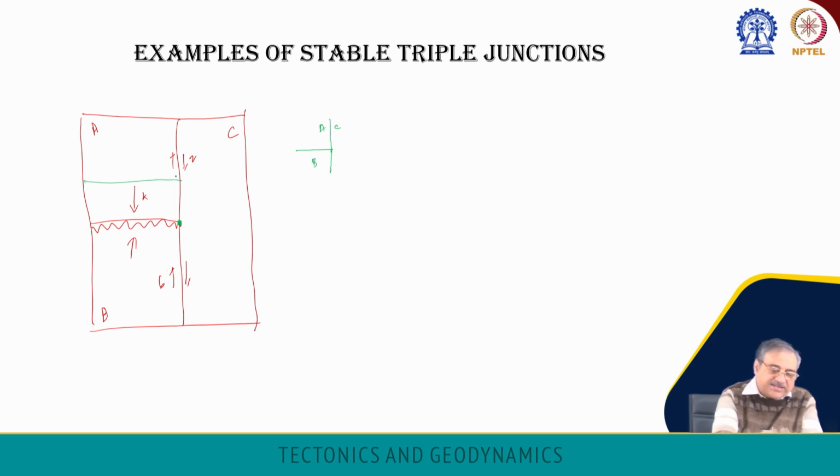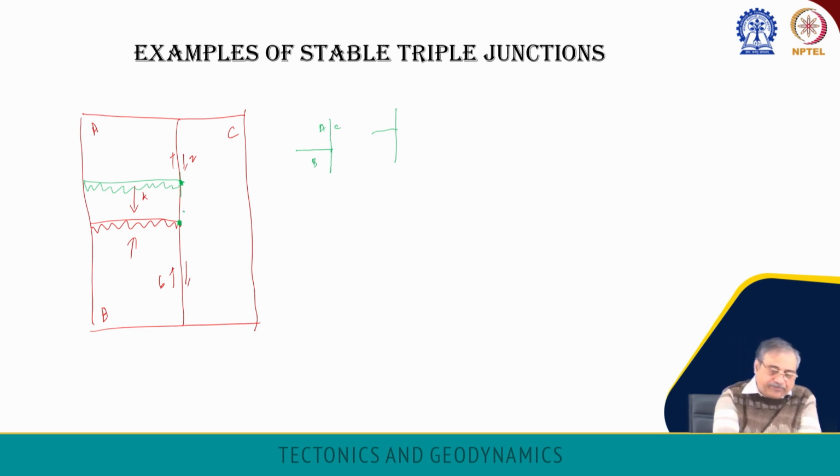So let's say at some point in the future, the boundary is here. Now, even if the boundary is here, look at the configuration of the plate boundaries around the new triple junction position here. So the triple junction actually has moved from here to here. But if you look at the configuration, it's identical. It's exactly the same, except that it's moved a little further to the north.